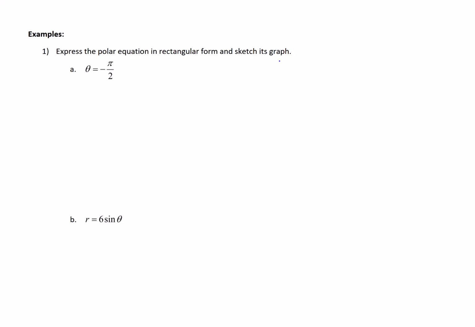Let's jump in with some examples. Our first one says, express the polar equation in rectangular form and sketch its graph. All right, so we're given, in this case, a polar form equation. We want to convert it to rectangular form, which we've been doing. That was our previous topic. But now we also want to sketch a graph. The polar form equation given is, in this first example, theta equals negative pi over 2.